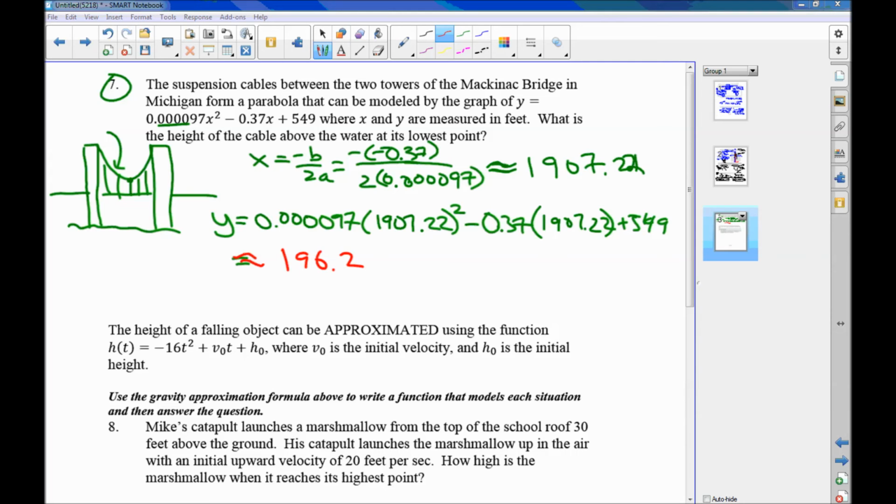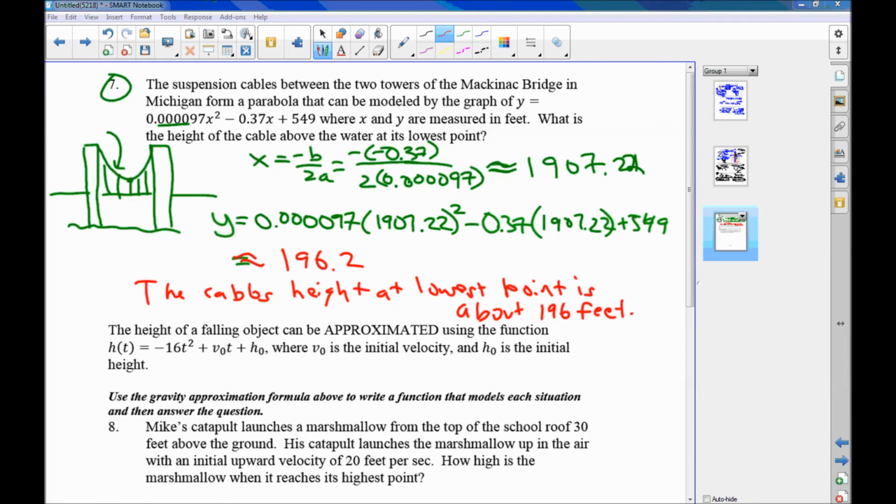What is the height of the cable above the water at its lowest point? The cable's height at its lowest point is about 196 feet. All right. Okay, let's take a look at the next one.